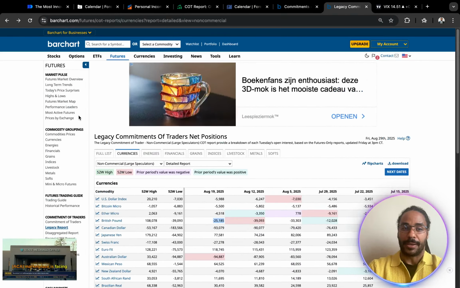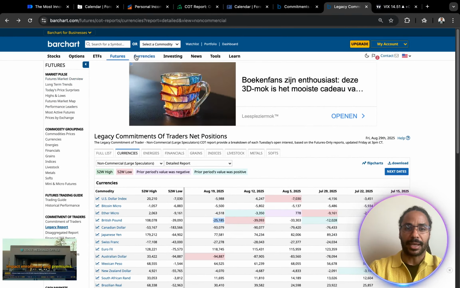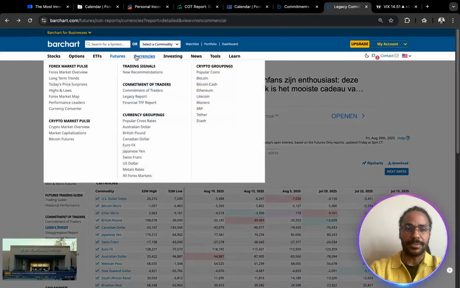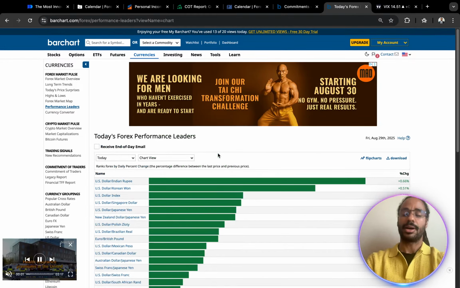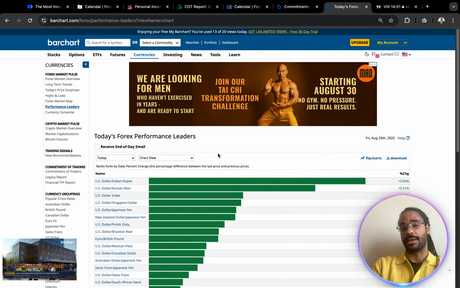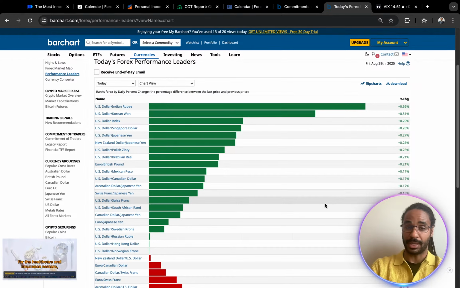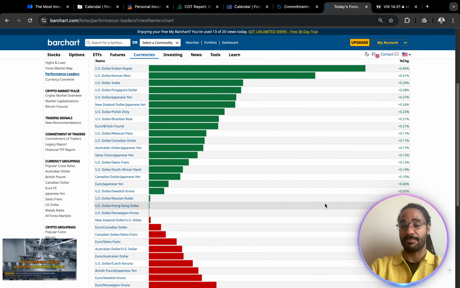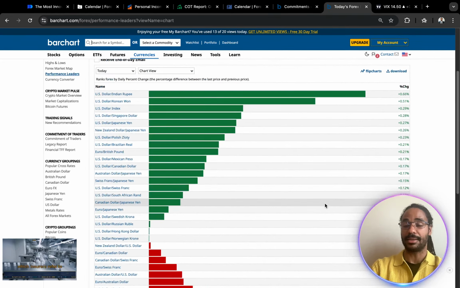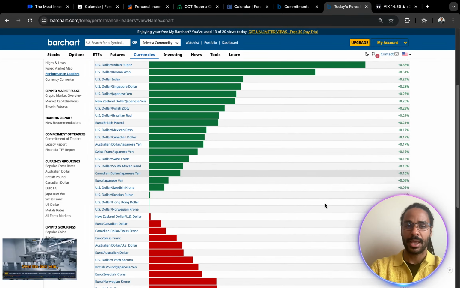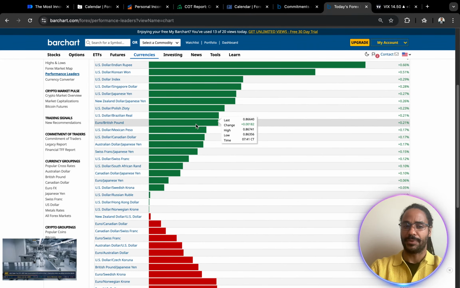Right, now let us see. If you look at the currencies, I like to look at the performance leaders. Bar chart is a nice tool. It's a nice website for newbies. It's free, you know. It's a very good analytical tool. Of course, you could get the premium or engage with other subscriptions that are out there, that are dedicated, like Moo Research. I like that as well. And use this to your advantage.